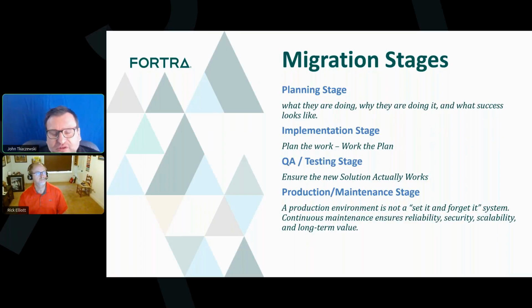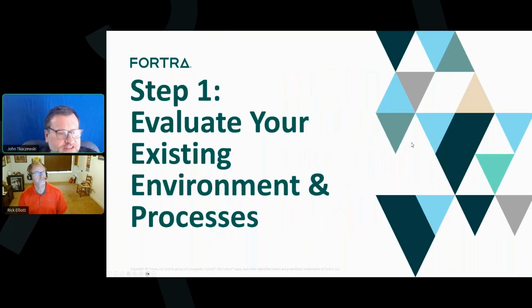So again, just remember that first we have to plan: figure out what you're doing, why you're doing it, and what your goals are. Second is the work. So plan the work, do QA and testing, and then we're finally moving to production, where we set a switch. All of these stages have their own gotchas, and this is what we're going to talk about today. So let's move on to the first step.